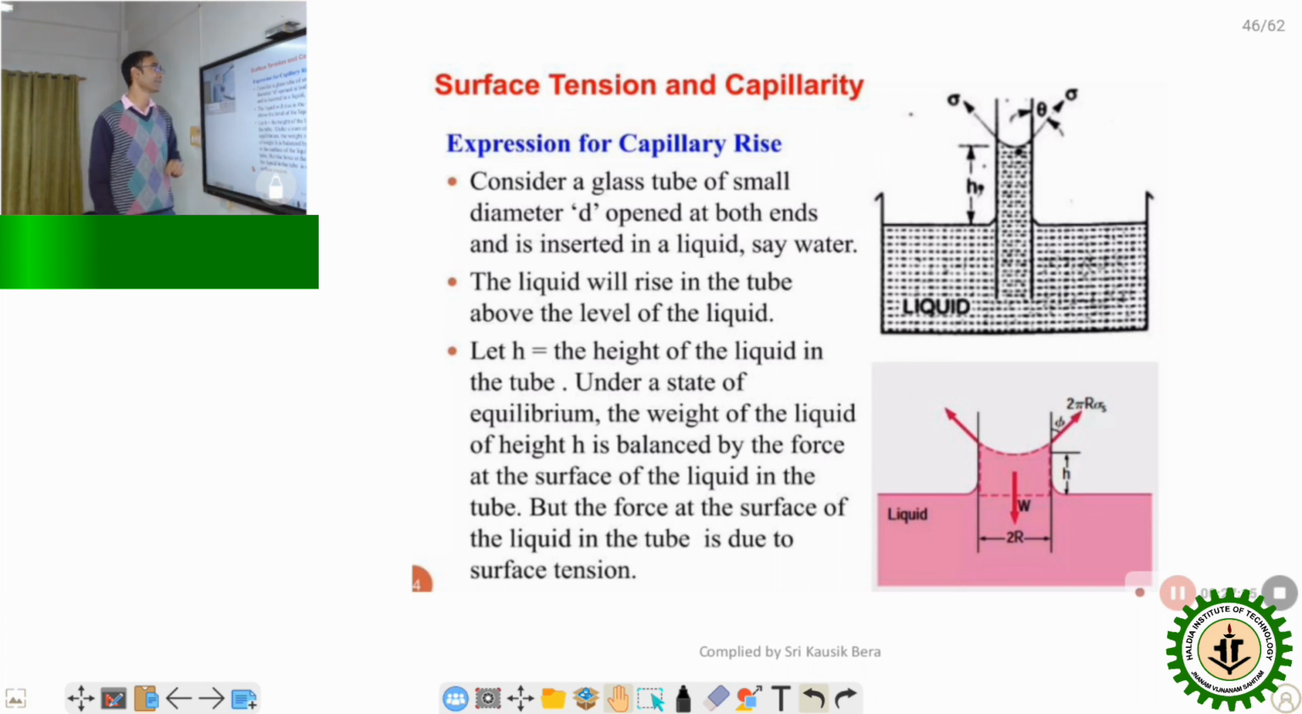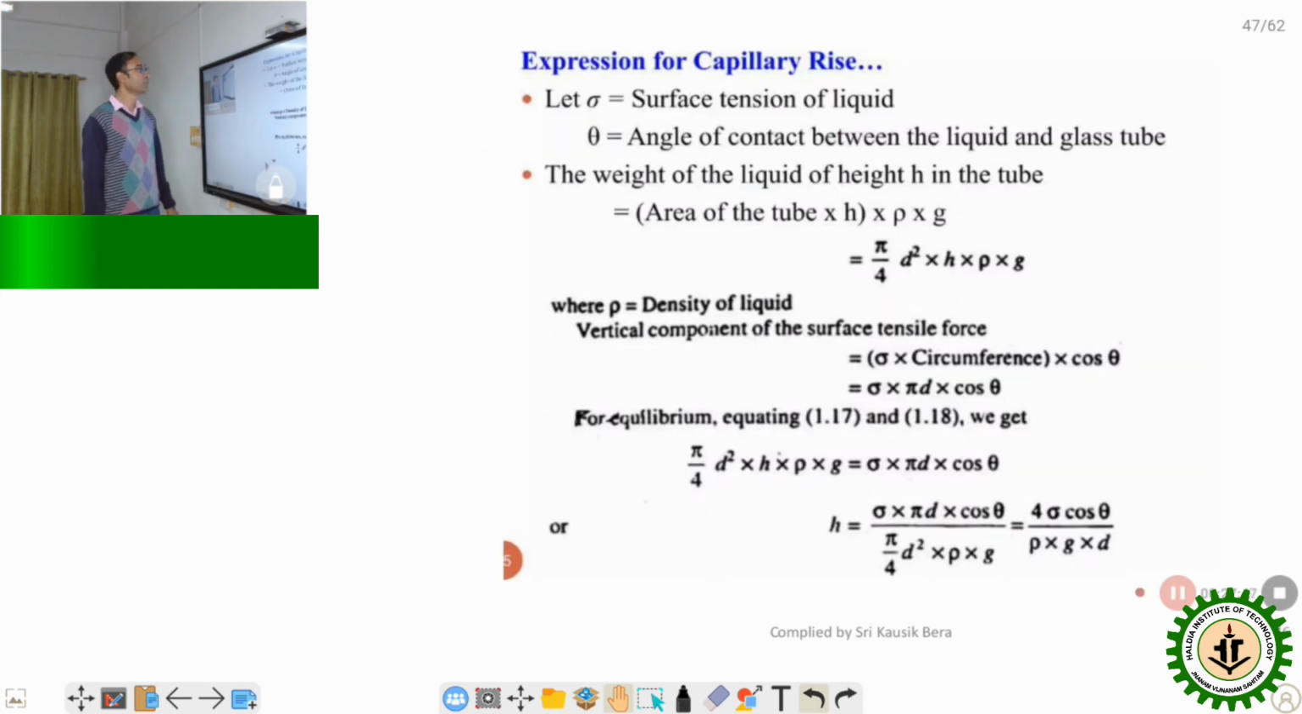So consider a glass tube of a small diameter D, open at both ends, inserted in a liquid, say water. The liquid will rise in the tube above the level of the water. Suppose this height is h. Under a state of equilibrium, the weight of the liquid of height h is balanced by the force at the surface of the liquid in the tube, which is due to the surface tension. We consider the surface tension of the liquid to be sigma, and the angle of contact between the liquid and glass to be theta.